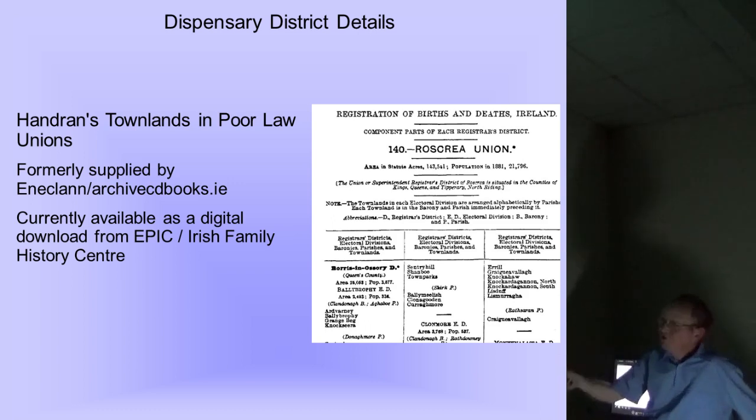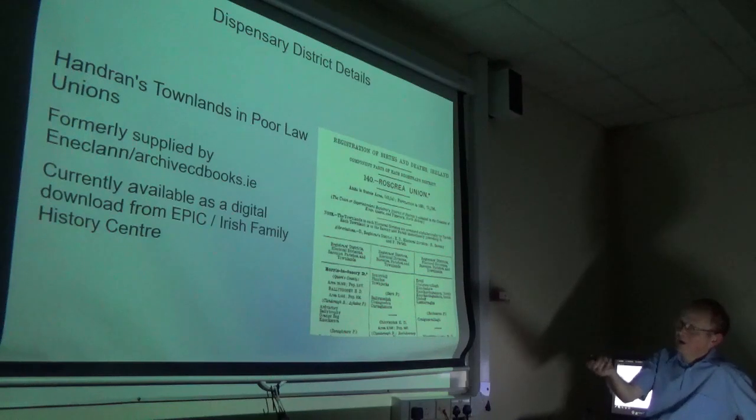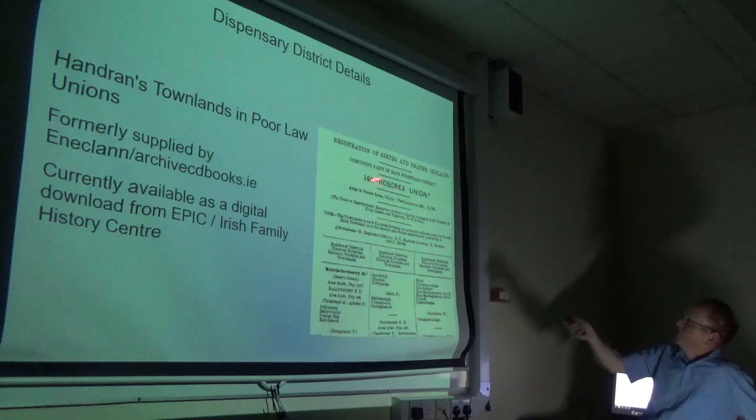The dispensary districts or sub-districts, there's a good reference for that. I don't think anybody has it online, but you can buy a copy. It used to be supplied by Eneclann Archive CD Books, but they're now part of EPIC, Irish Family History Centre. I don't know how much it is, it's a digital download, but that's the kind of details you see.